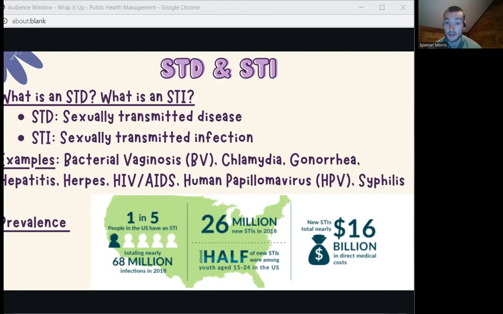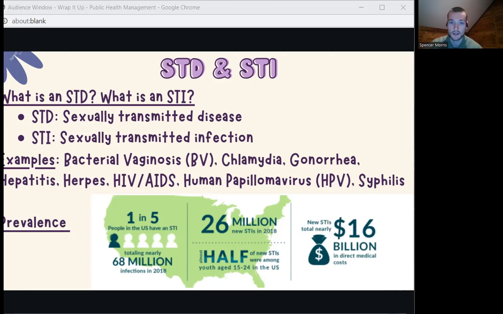So STD refers to a venereal disease. It is considered at this point to be older and less scientific, but it's still more popular and more common. An STI uses the same thing, so it's an umbrella term for those same sexually transmitted infections, and it is considered to be more accurate in terms of a sexually transmitted condition.